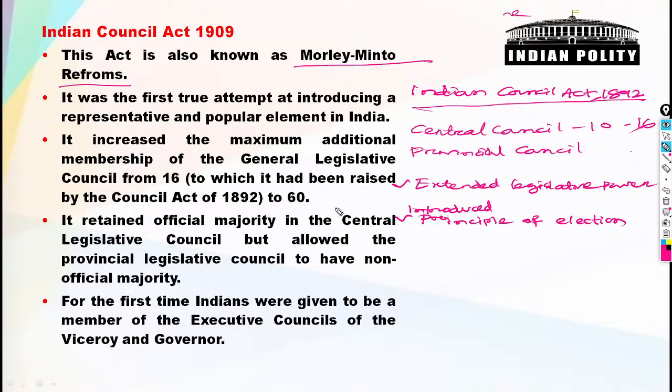Then the last Council Act was the Indian Council Act 1909. So 1909 is a hallmark act because it attempted to bring certain salutary changes in the constitutional system. First of all, we have to remember that this act is known as the Morley Minto Act because it is named after Secretary of State Morley and Viceroy of India Minto.